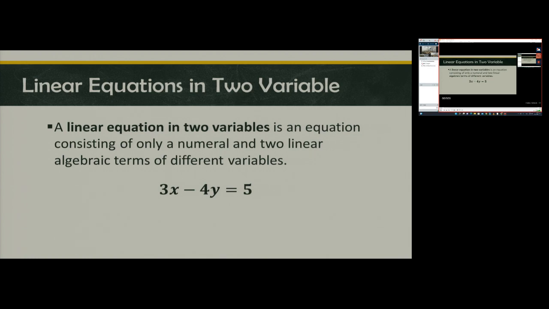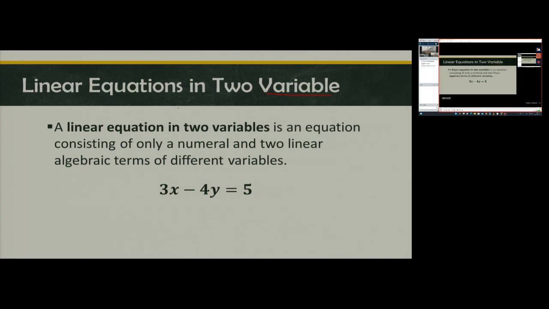So when we talk about linear equations in two variables, we are dealing with, of course, two variables. When we talk about variables, again, we're dealing with any letters of the alphabet, right? It can be letter A, letter B, letter C, okay? Variables are letters of the alphabet. Any letter, A to Z, is okay.